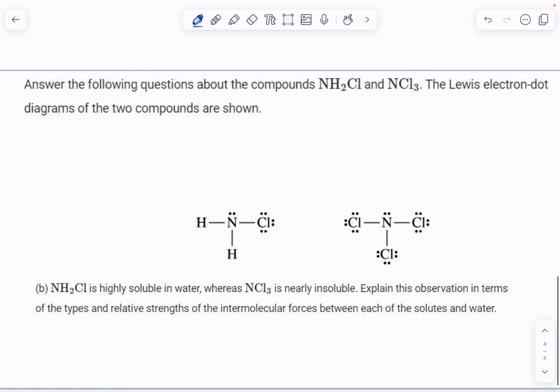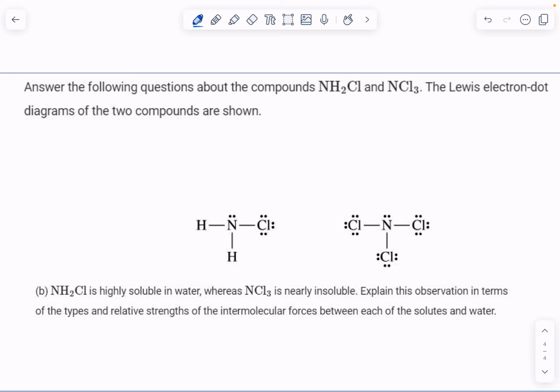Okay, this is a short answer question. Answer the following questions about the following two compounds. We got NH2Cl and NCl3. The Lewis diagrams are shown below. This says NH2Cl is highly soluble in water, whereas NCl3 is nearly insoluble. Explain the observations in terms of types and relative strengths of intermolecular forces between each of the solutes and water.